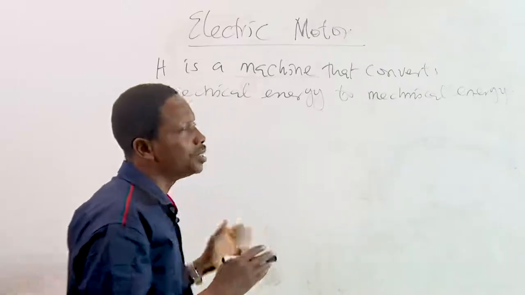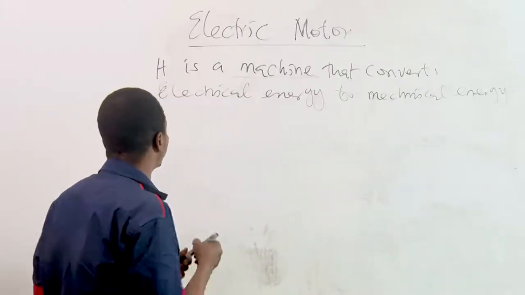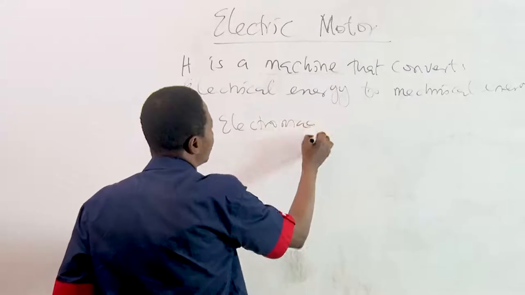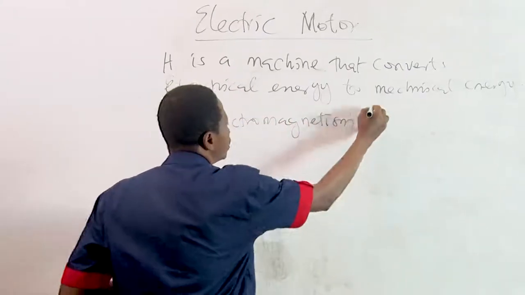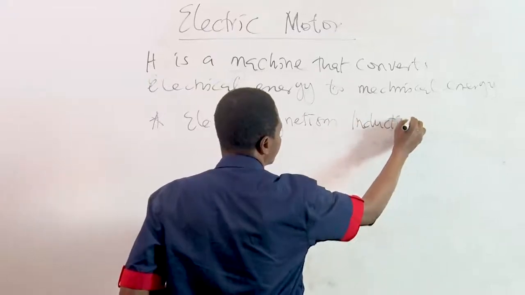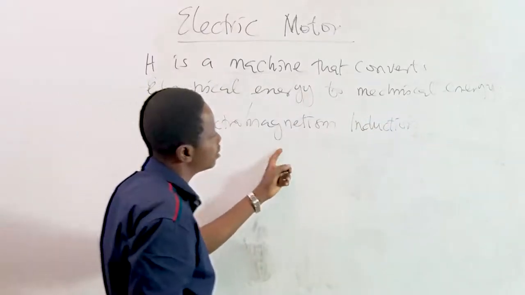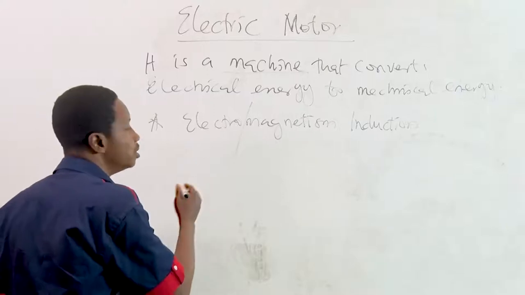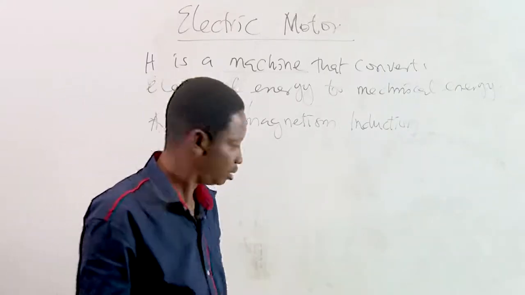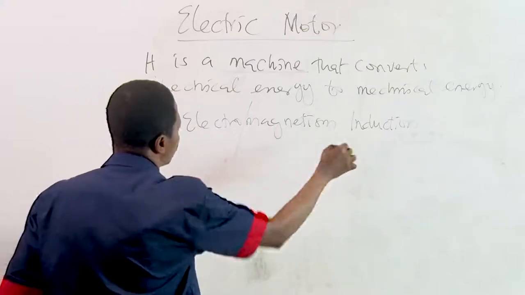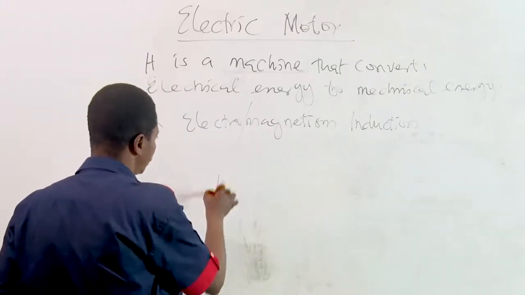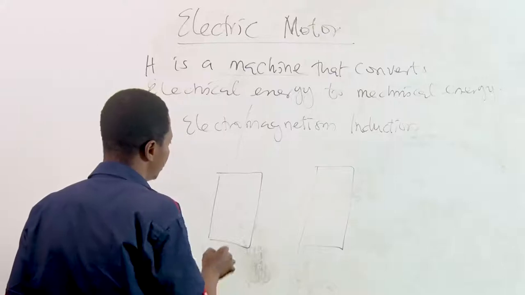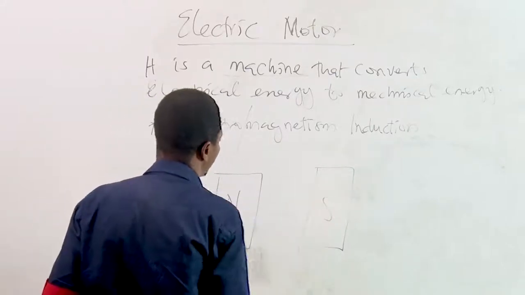So, the principle behind the operation of electric motor is what we call electromagnetism induction. Electricity, magnetism combined. So this will lead us to physics class. To achieve electromagnetism induction, we have what we call two permanent magnets, north and south.